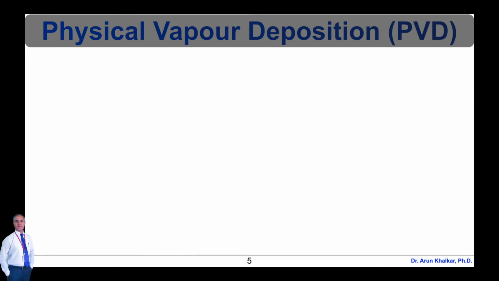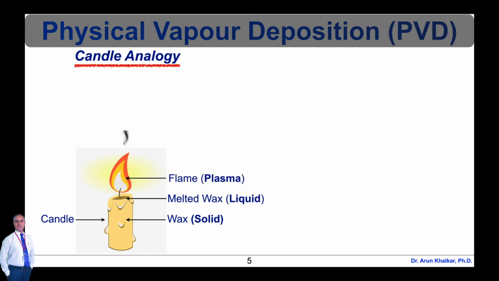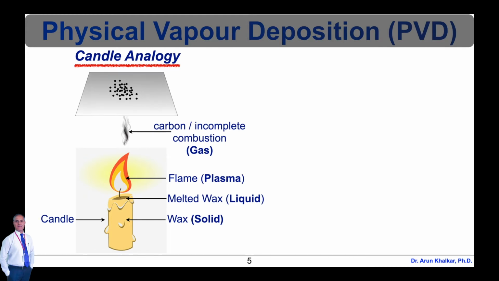Now let's see one analogy for physical vapor deposition. Let's consider a burning candle in which initially wax is in solid phase. Due to the temperature of the flame, it melts and converts into liquid phase. Furthermore, it turns into gaseous phase. If we hold any object like paper over the candle flame, then black pigment or lamp black gets deposited on it. In this process, wax is converted into lamp black. Both have different phases and properties.